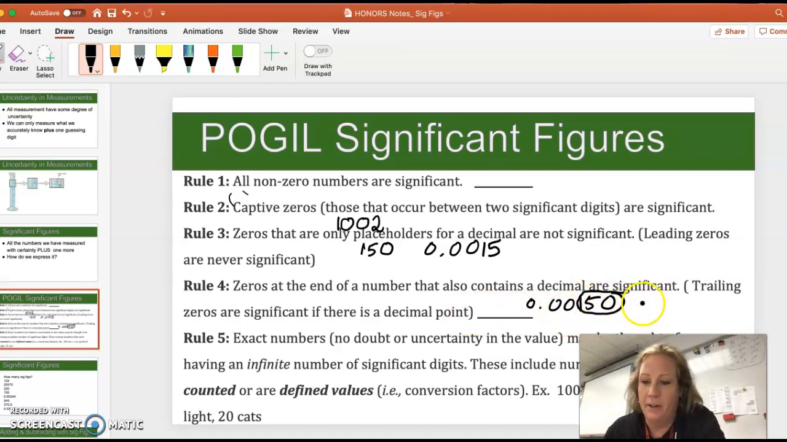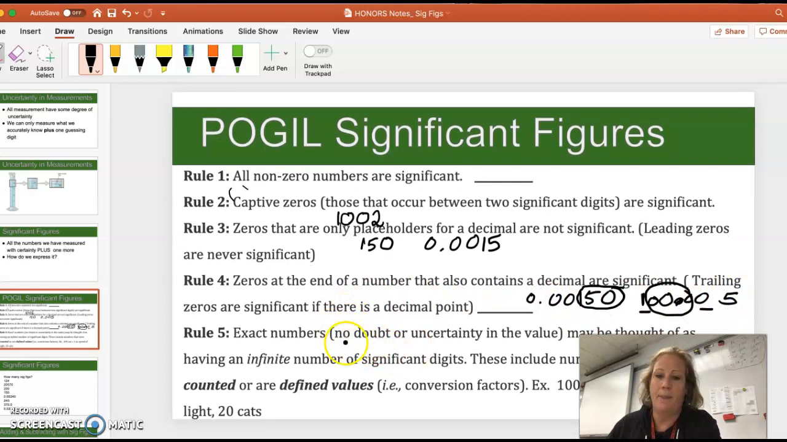Also, just another example, kind of a combination of these, would be if you have the number 100.00. These zeros are significant because they're following a decimal and a number. So if these are significant and this is significant, then these all count because of the sandwich rule. So this would have 5 sig figs.